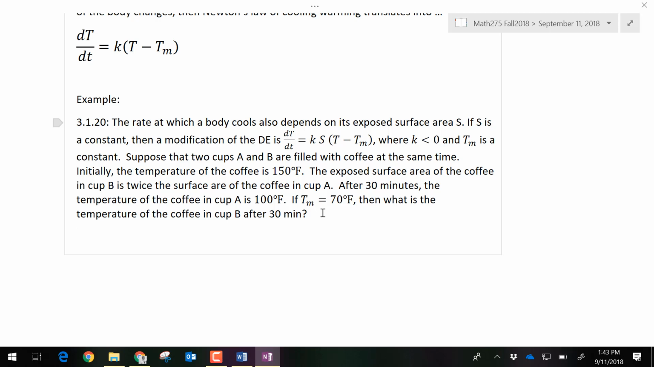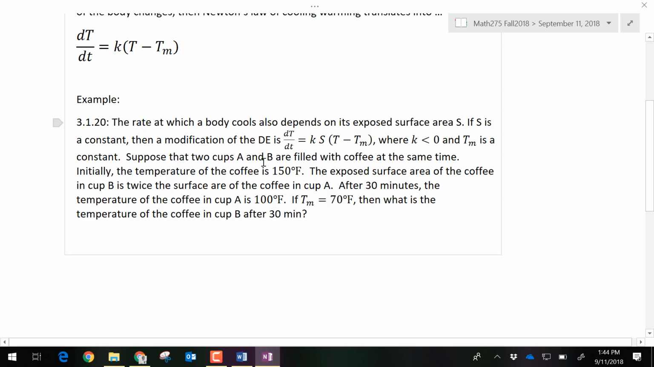The rate at which the body cools also depends on its exposed surface, S. If S is a constant, then the modification for the differential equation is going to be dT/dt equals a constant times S, that's just another constant, times T minus Tm, where the constant of proportionality k is less than 0 because it's cooling. So we expect the temperature to be going down. And Tm is also constant. That's the surrounding.